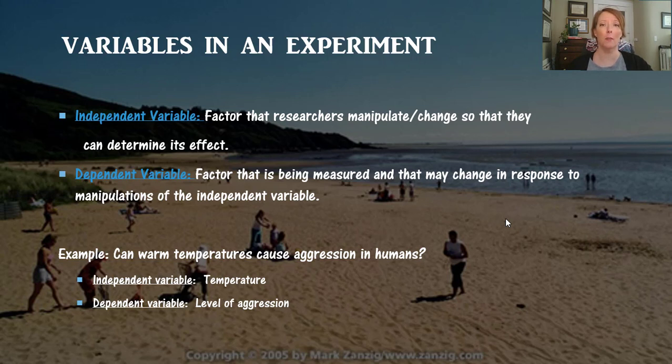So let's talk about what this actually looks like in real life. If we have a research question, can warm temperatures cause aggression in humans? What do you think the variables could be? Well, the independent variable is going to be the temperature. This is the thing that the researcher would manipulate. And the dependent variable, the thing that we would be measuring, is the level of aggression.